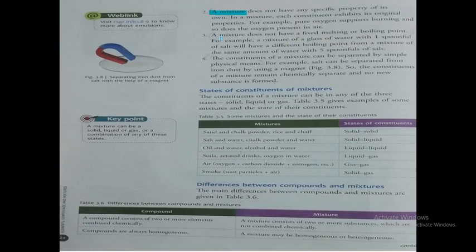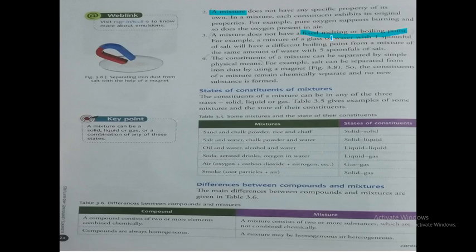The mixture does not have a fixed melting or boiling point. See, a mixture of 1 spoon of table salt and a glass of water. You have made a mixture, and start boiling it. It will boil at a particular temperature, and if you take the same glass of water and add 2 teaspoons of salt to it, it will boil at a different particular temperature.